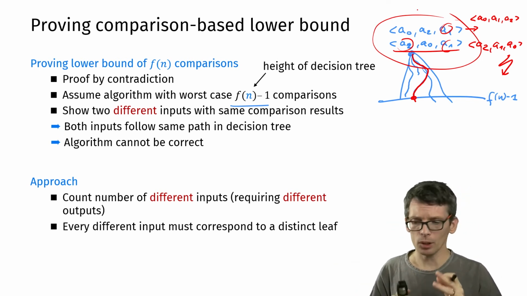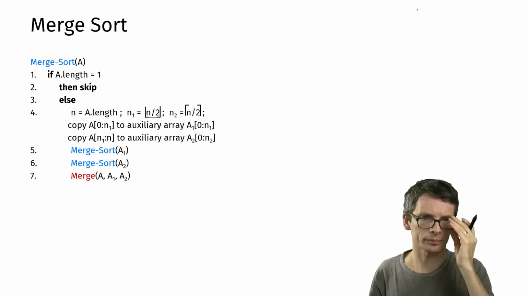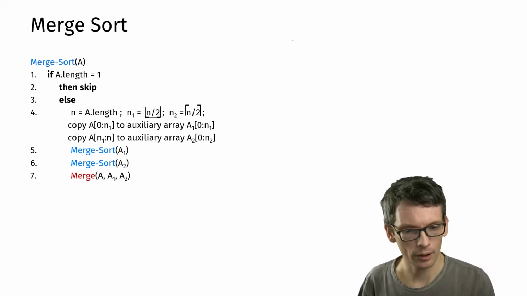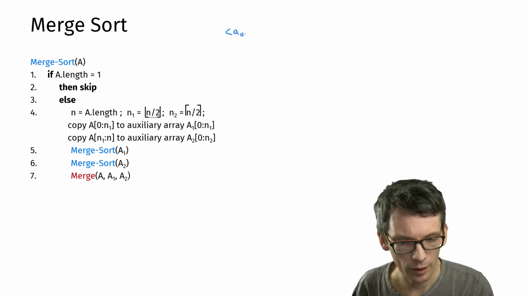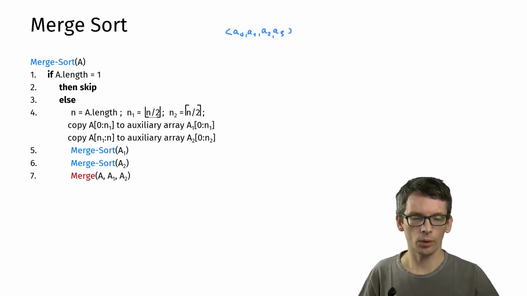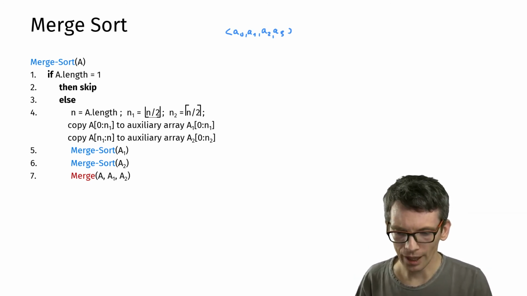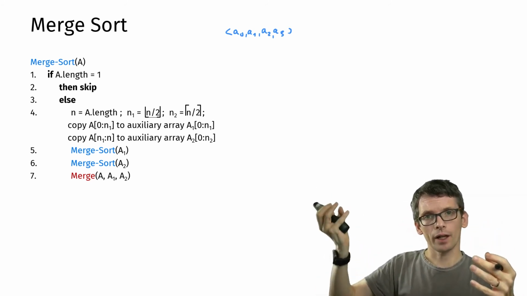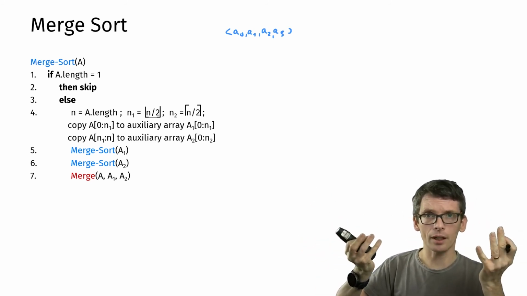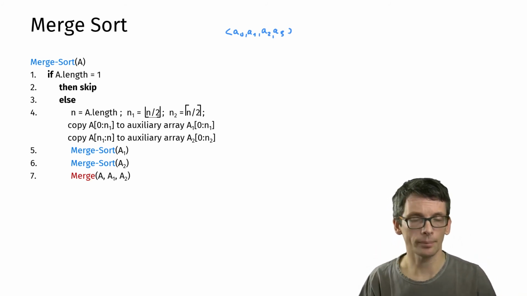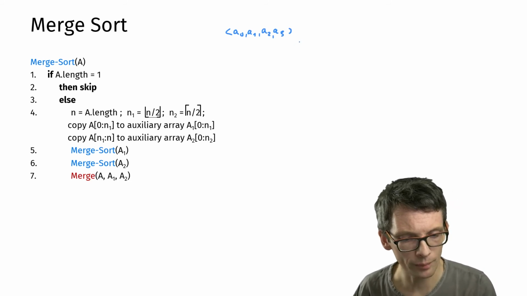Let's do one more example to see this, and that is merge sort. So let's say I have merge sort now on 4 numbers. So now I have A0, A1, A2, A3. Let's draw the decision tree for merge sort, or at least partially. So what happens first is, okay, I recurse. So then I have A0 and A1 on one side, A2 and A3 on the other side, and then I will compare A0 and A1. That will be my first comparison.